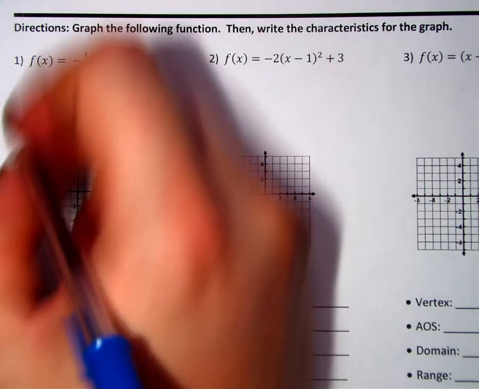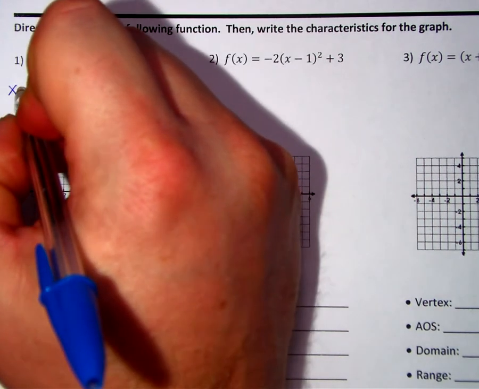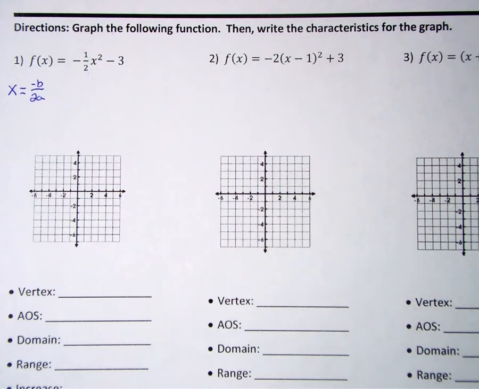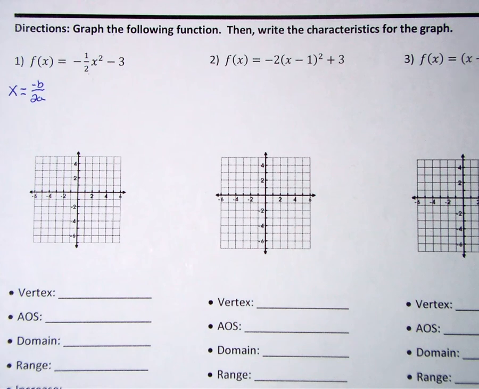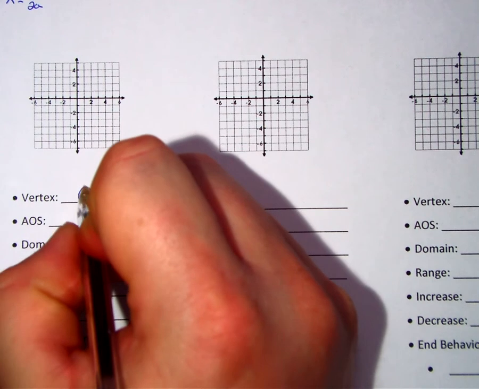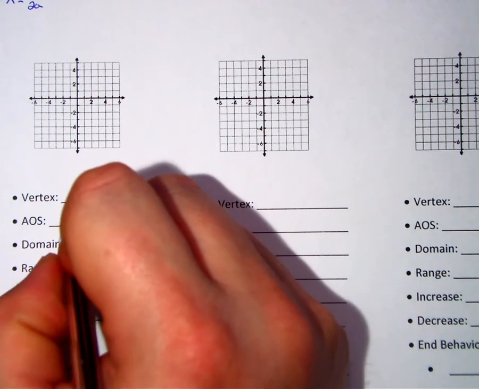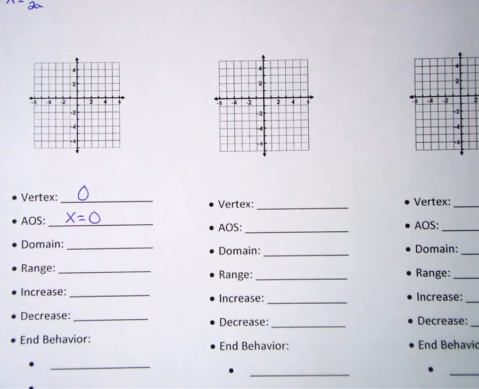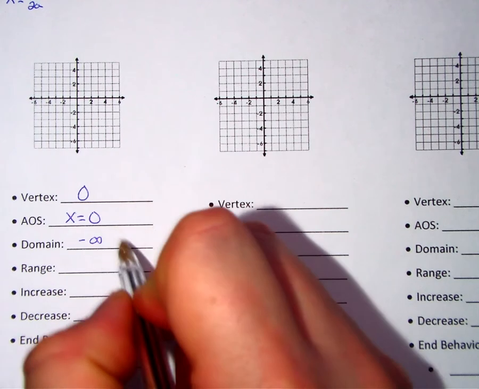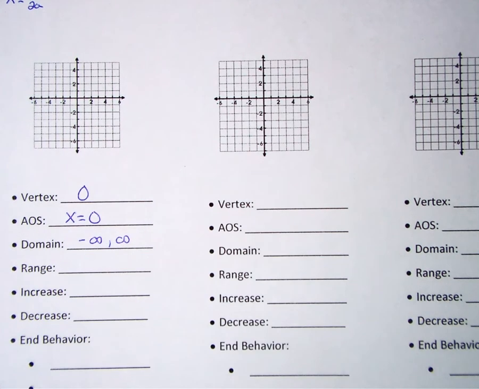So since we commonly use the equation x is equal to negative b over 2a to find the x value of the vertex, and there is no b value, that means its real value is 0. 0 divided by anything is 0. So that tells me right off the bat that the x value of the vertex is at 0. The axis of symmetry is x equals 0. The domain is negative infinity to infinity because it is a quadratic.